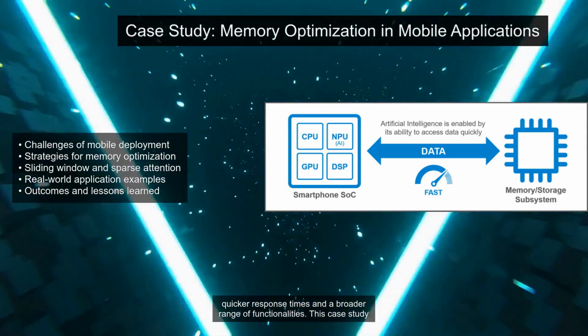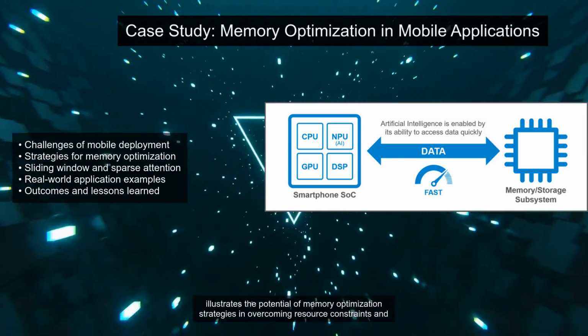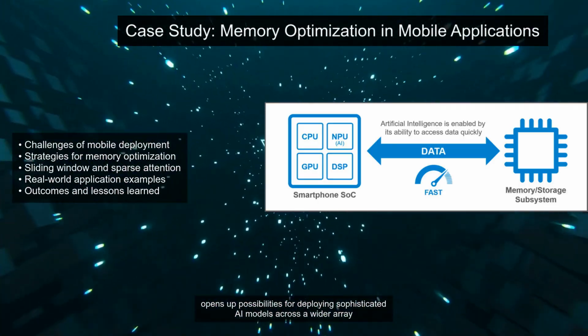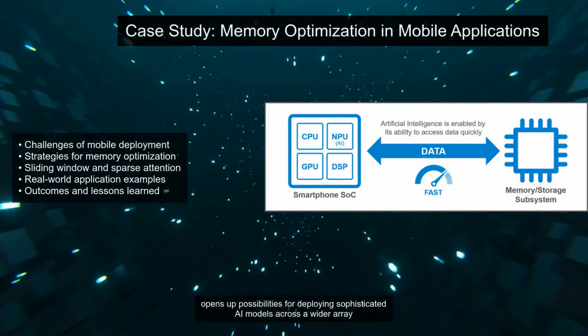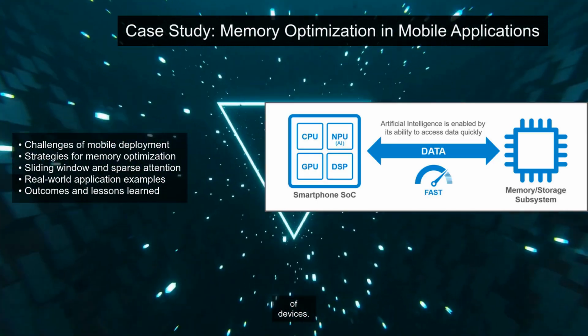For example, in mobile voice assistants, optimizing memory usage allows for quicker response times and a broader range of functionalities. This case study illustrates the potential of memory optimization strategies in overcoming resource constraints and opens up possibilities for deploying sophisticated AI models across a wider array of devices.